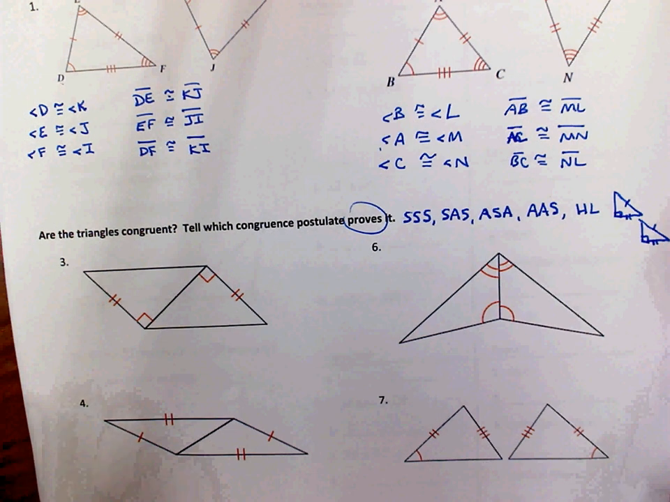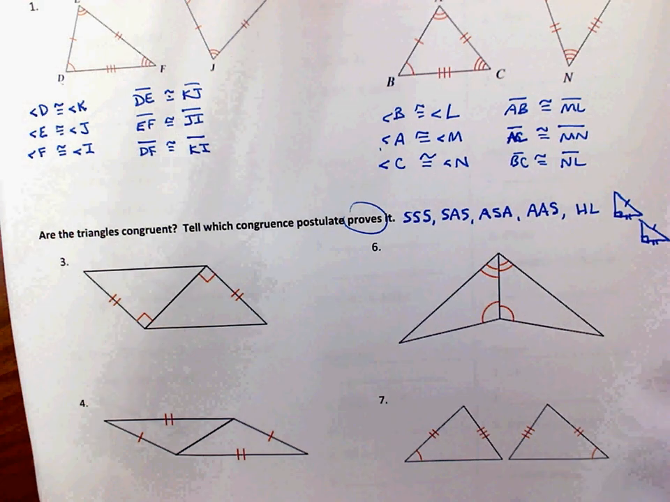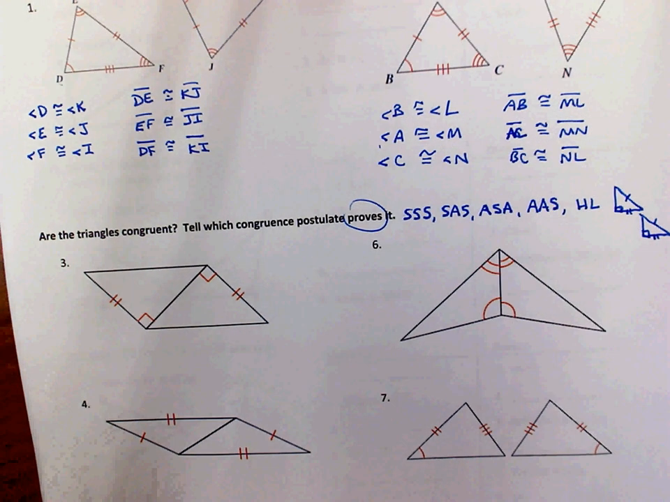Now, that does not mean that they are not congruent. It simply means that we can't prove it. So this is not about saying it is or it isn't. It's about saying, can we prove that it is?